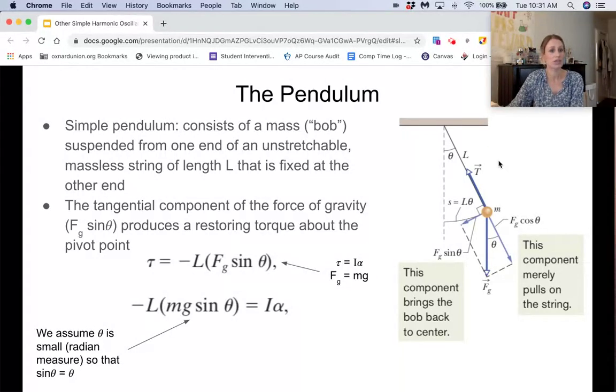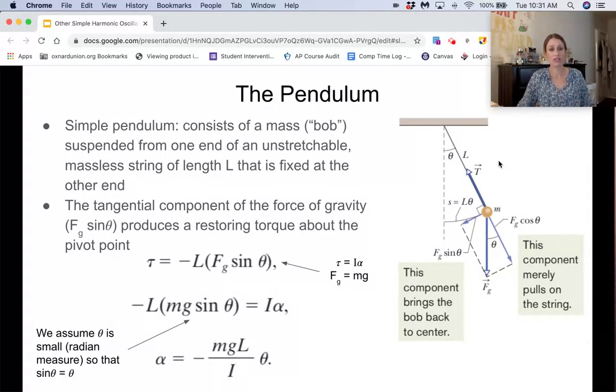And what we can do here is we can assume that theta is small. So we get a radian measure of that when we have a small angle, like something like 5 degrees, which I'll show you on the next slide. When we have a radian measure of that, basically the sine of that radian measure of 5 degrees is basically the same thing as just the regular angle. So because of that, we can just put our small angle approximation in and say that sine theta is just equal to theta. So that becomes theta.